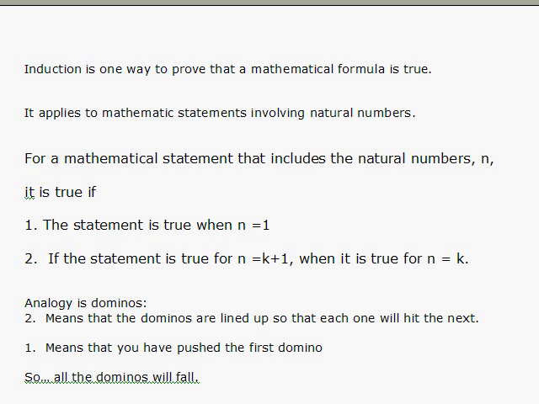Now, if your mathematical formula depends on the natural numbers, in other words, it's something like a recursive definition with an n in it, then you can use what's called proof by induction. So, here's the statement of proof by induction. The mathematical statement, your equation, is true if the statement is true when n equals 1.